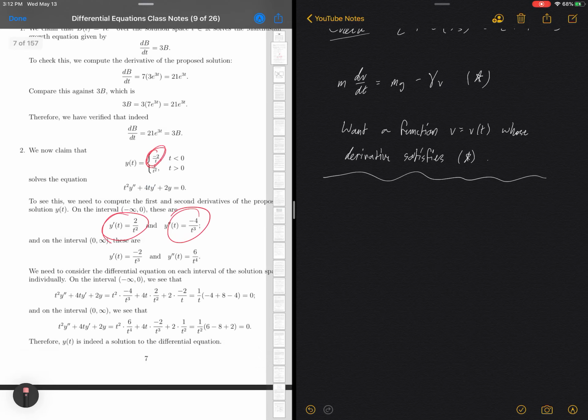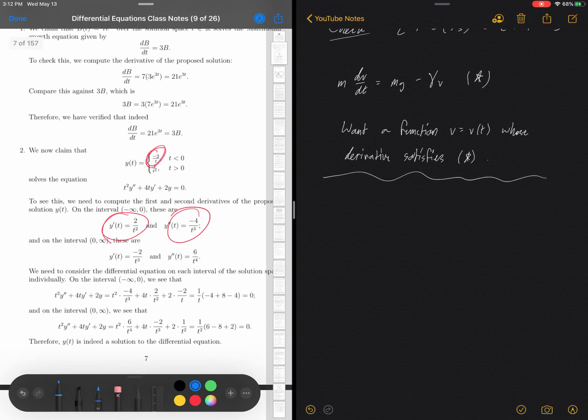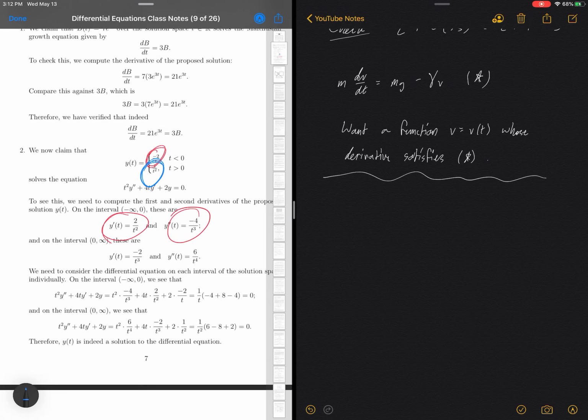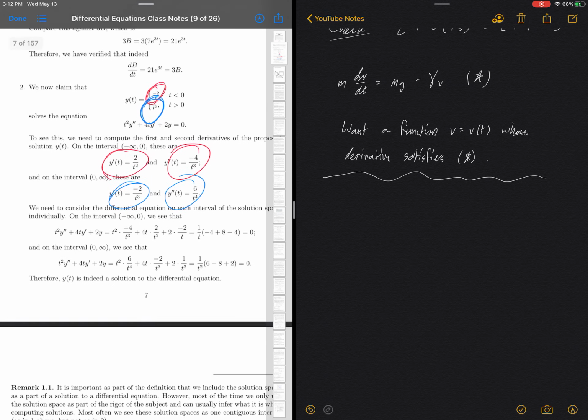We'll use a different color here. I can play the same game, just with, oh geez, not a pencil. I didn't want a pencil. There it goes. We'll use this one. If I differentiate 1 over t squared, again, power rule is going to get me the minus 2 over t cubed. Another power rule gets me the second derivative.